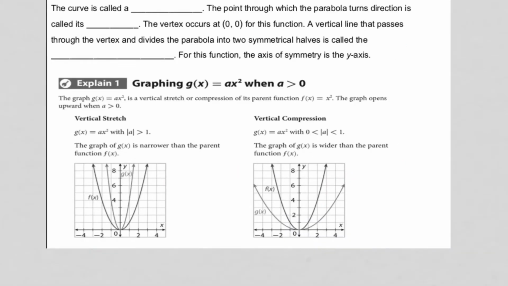So the curve itself is called the parabola. The point through which the parabola turns direction is called its vertex. The vertex occurs at (0, 0) for the parent function. A vertical line that passes through the vertex and divides the parabola into two symmetrical halves is called the axis of symmetry.